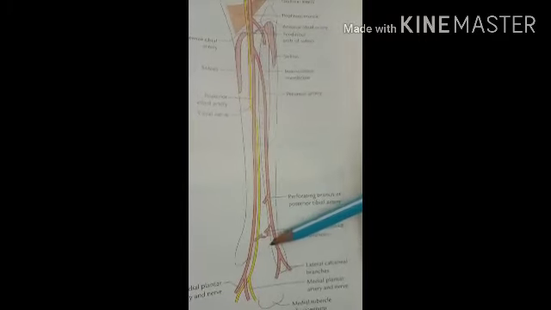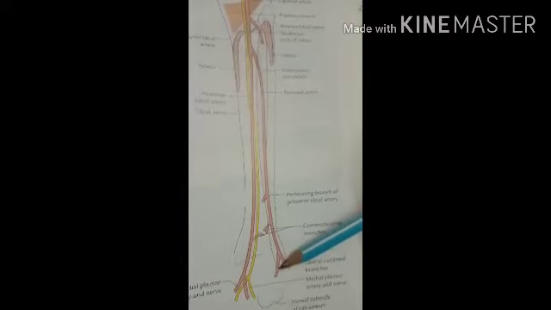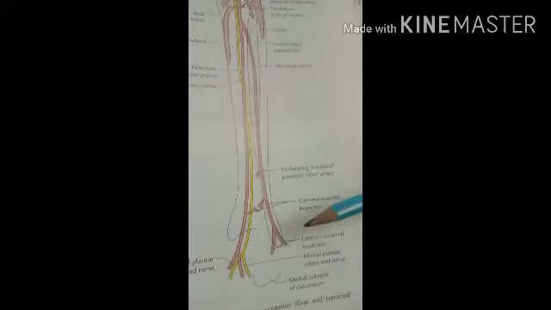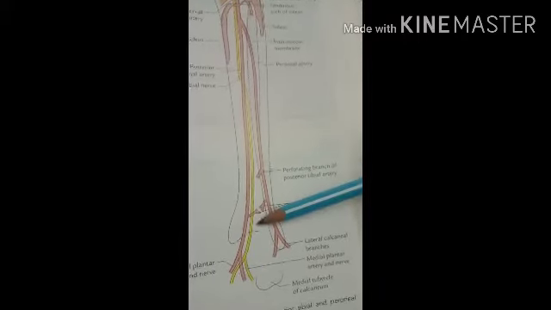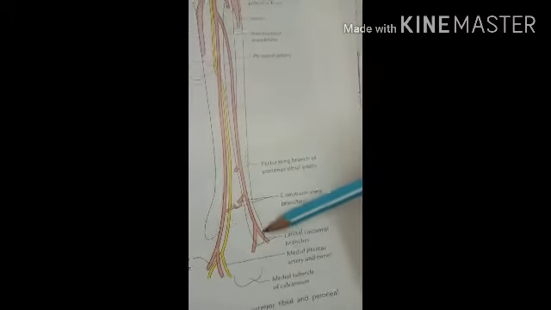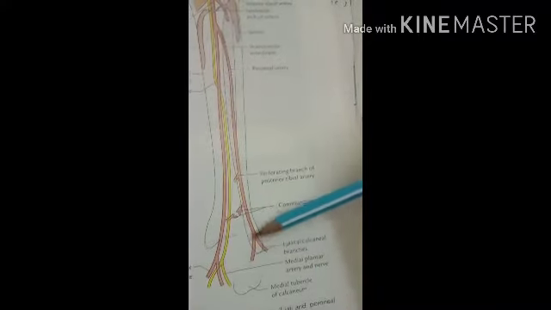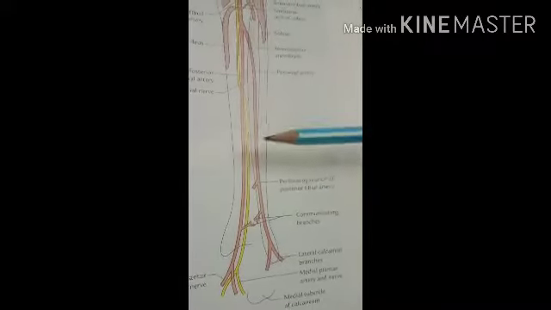Then it passes behind the inferior tibiofibular joint. So here, and the ankle joint and medial to the peroneal tendons. Okay? And it terminates into a number of lateral calcaneal branches. So here you can see the lateral calcaneal branches. Okay? Let's see after that the branches of the fibular artery.